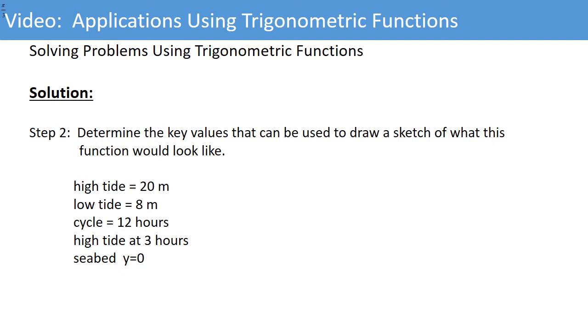Now, here are the key pieces of information that we've gleaned from the question. High tide is 20 meters. Low tide is 8 meters. The cycle length is 12 hours. High tide occurs at 3 hours and the seabed would be at y equal to 0.